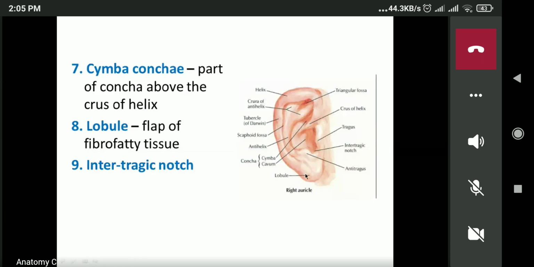Okay, now this is the flap of fibrofatty tissue, which is known as the lobule of the ear. So this is the lobule. The lobule of the ear mainly consists of fibrofatty tissue. Okay, so these are the different parts. So I repeat it again.